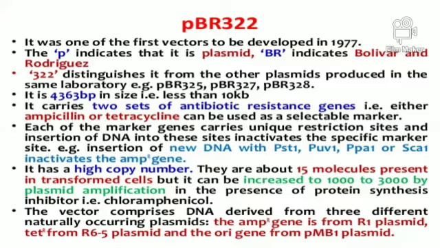It has a high copy number. It must produce a very high copy number. About 15 molecules are present and transferred to the cell, but it can be increased up to 1000 to 3000 by plasmid amplification in the presence of a protein synthesis inhibitor, that is chloramphenicol.